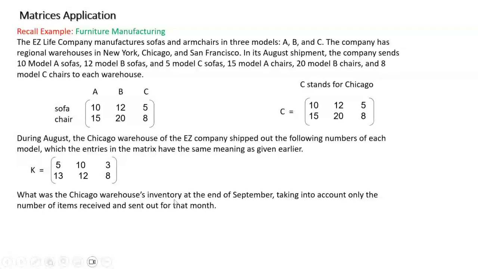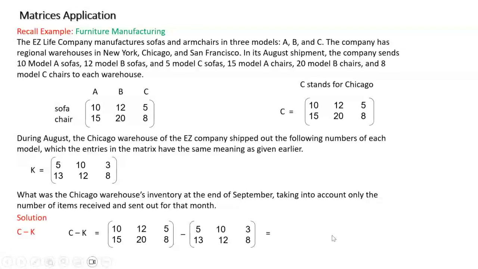So what was the Chicago warehouse's inventory at the end of September? Take into account only the number of items received and sent out for that month. So solution, we're going to do C minus K. So matrix C from Chicago minus K, which means the number of items that were shipped out. So this is my matrix C minus matrix K.